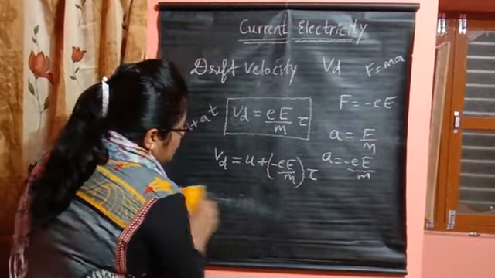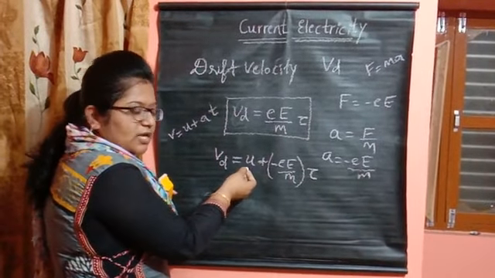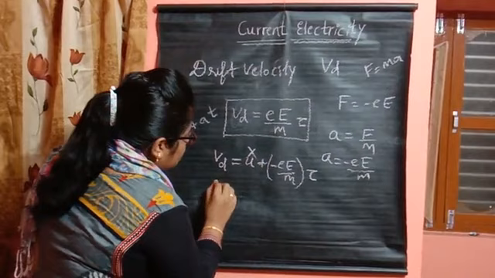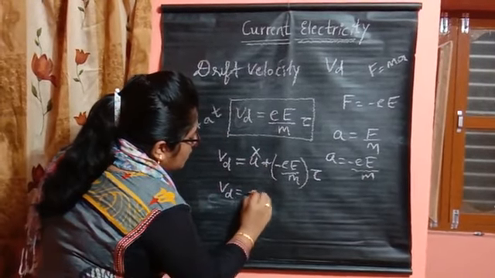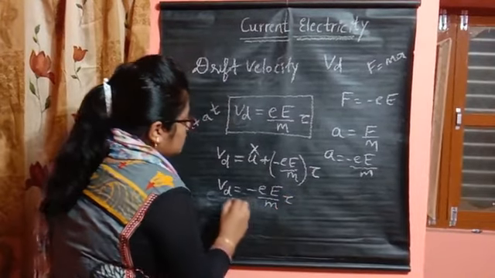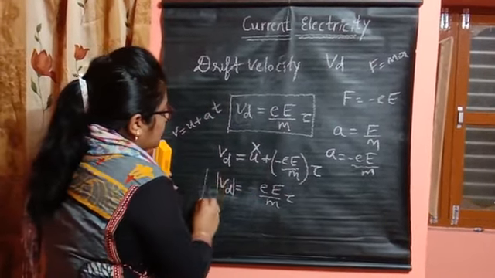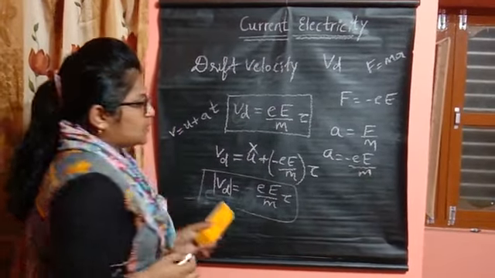Here we don't have any initial velocity. What is u? Initial velocity. Cancel it. So we have Vd equal to minus eE divided by m into tau. When I take the modulus of Vd, the minus sign will be removed. So we have the expression for Vd.